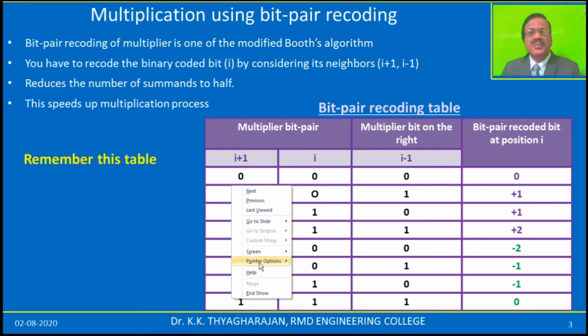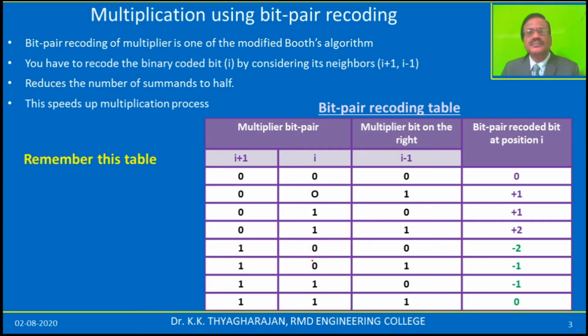For example, if you want to recode the ith bit in the multiplier, you have to consider the left bit i plus 1 and also the right bit i minus 1. Now, you have to remember this table.